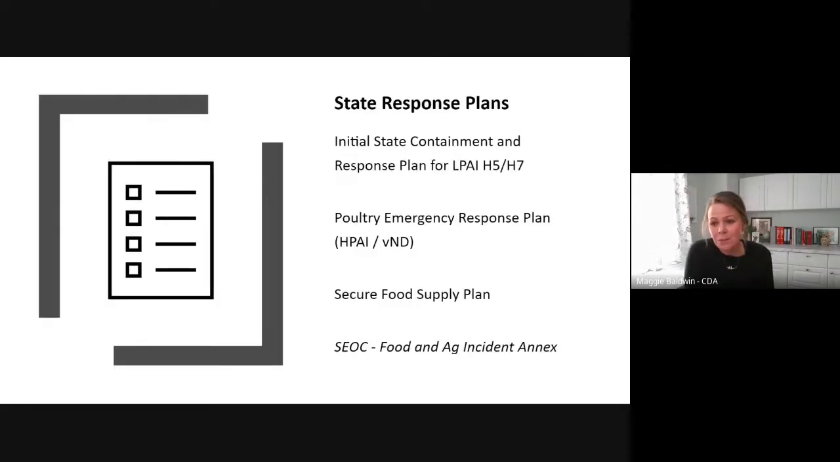What are the state response plans that we have? So we have a number of them. Poultry specific, we have an initial state containment and response plan, and this is specifically for low path H5 and H7.